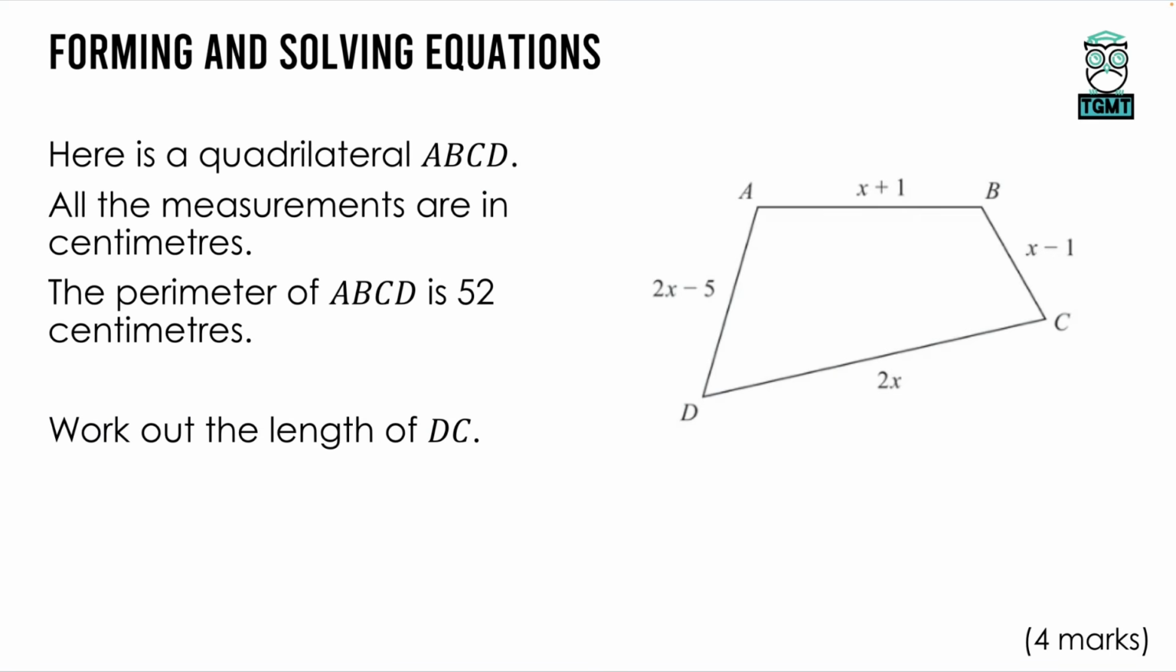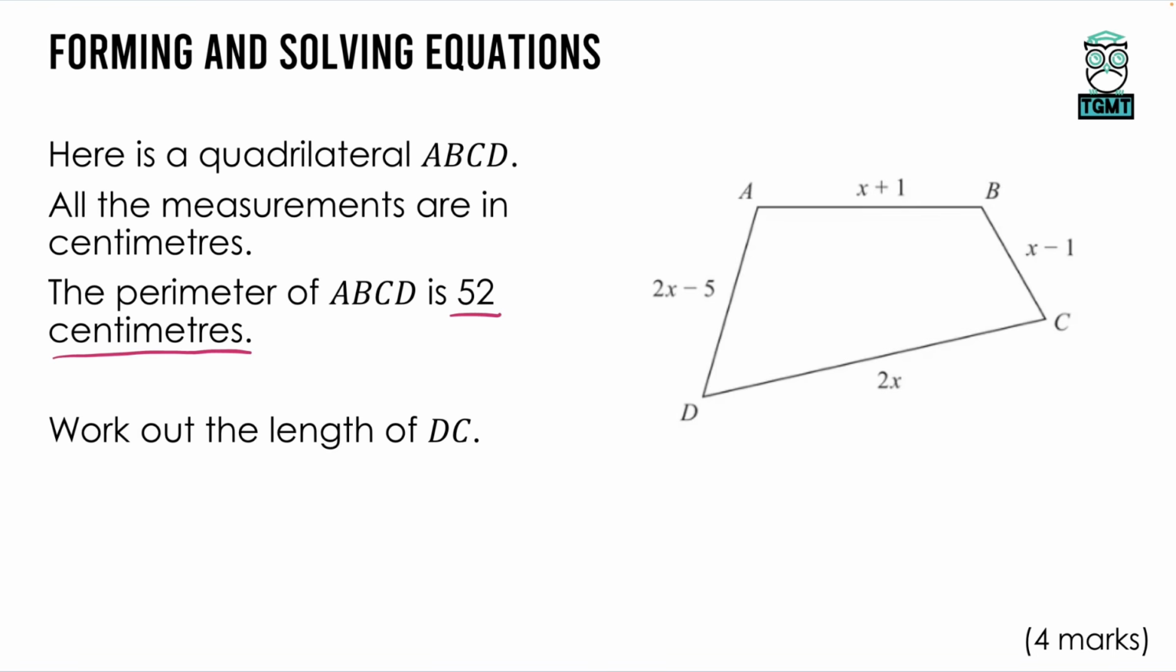So with forming and solving equations, there are different types of questions that we can see. We can tend to have questions that have algebraic side lengths or potentially algebraic angles. Now this type of question here actually gives us the perimeter of the shape in a non-algebraic way. So we have the perimeter being equal to 52 centimetres. But on the diagram, all of the lengths, and the perimeter is the distance around the outside, is given to us in terms of algebra.